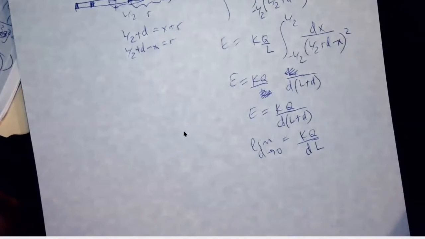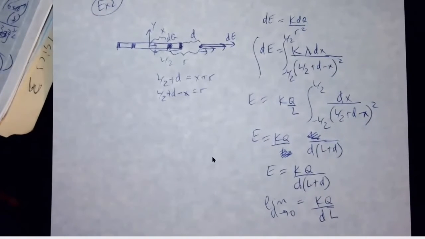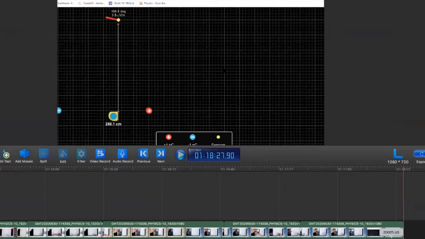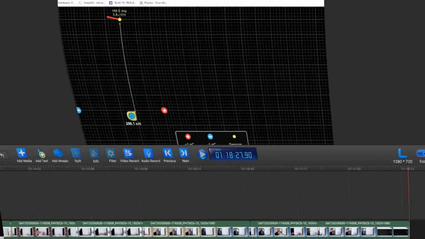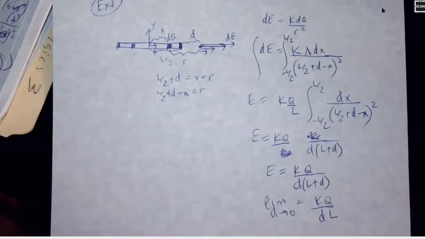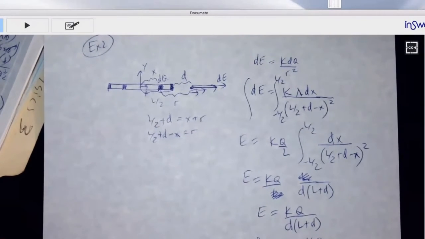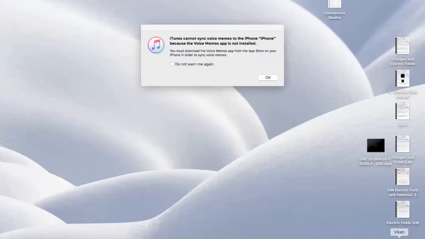Professor, what do you mean as D approaches 0? I thought D was fixed. I thought D was the closest point from the rod to the point. Yeah, but that point where I'm trying to find the E field could vary, right? So you're saying I could find the E field at point D? Oh, so that would be your strongest. So you're finding the strongest.